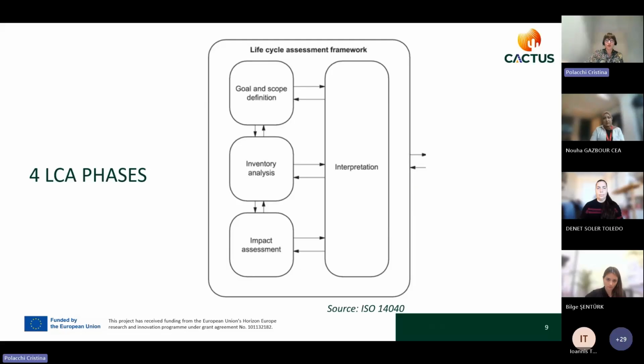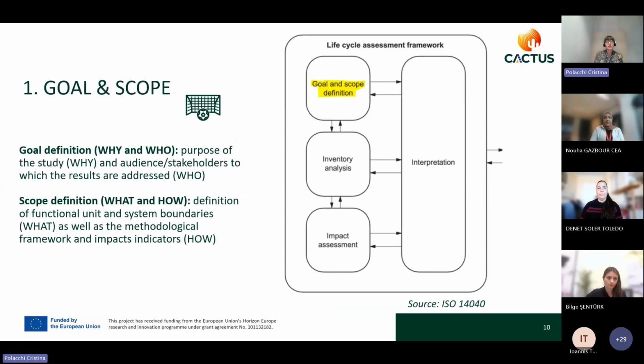Now, to give you an overview of what the phases are according to the standards, we have in the life cycle assessment 4 phases. The first one is the definition of the goal and scope. Here we define all the assumptions of the analysis. So why, who are the stakeholders involved, what is the scope, what are the functional units, system boundaries, and so on.